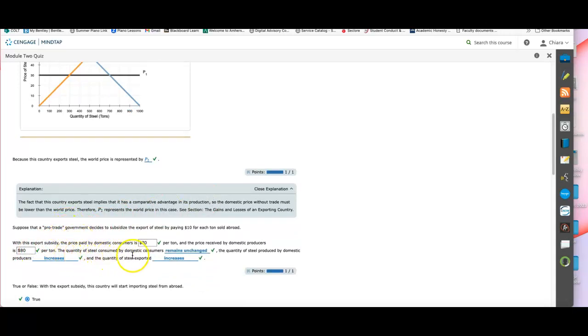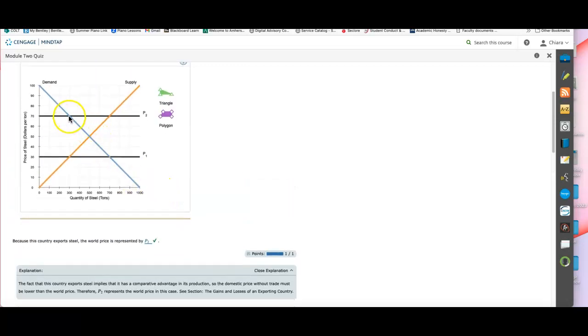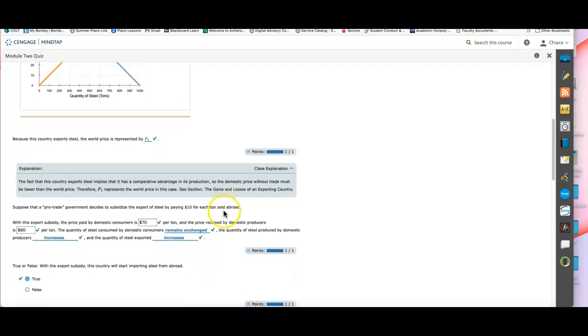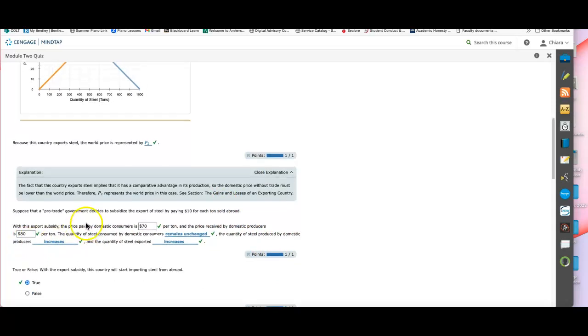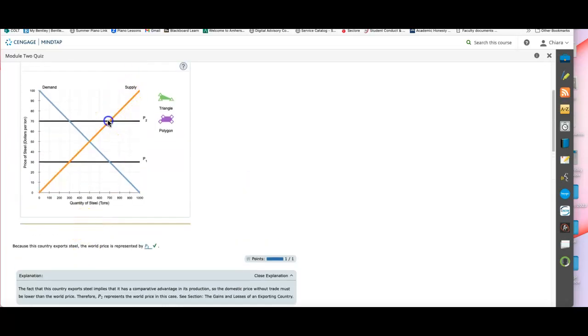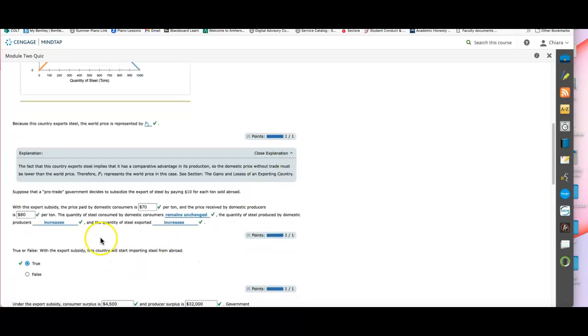The quantity of steel consumed by the domestic consumer remains unchanged. We go to the demand curve, and for $70, they're still going to buy 300 tons of steel. The quantity of steel produced by the domestic producers increases, right? Because before, for $70, they would produce 700 tons. But for $80 up here, they're going to produce 800 tons. So the quantity of production and of exports is going to increase. They're producing more because they want to export more.